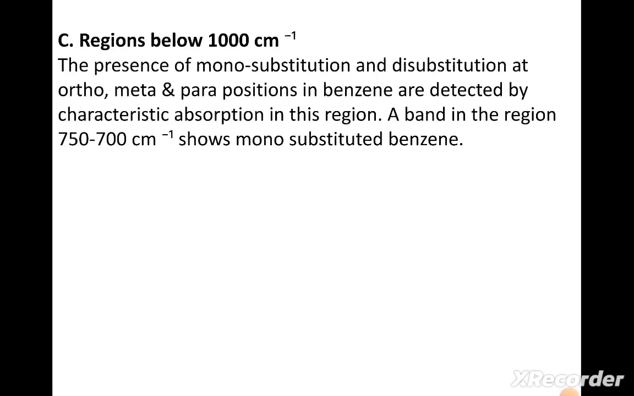Regions below 1000 centimeter inverse. The presence of mono-substitution and disubstitution at ortho, meta and para positions in benzene are detected by characteristic absorption in this region. A band in the region 750 to 700 centimeter inverse shows mono-substituted benzene.